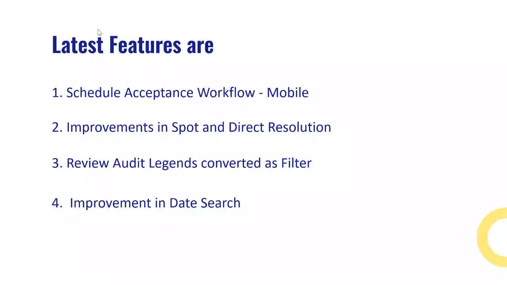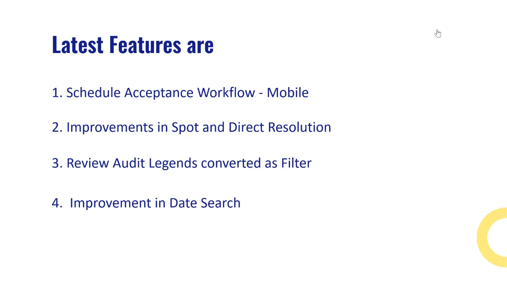We saw the review audit. We saw the improvements in spot and direct execution. We saw the schedule acceptance workflow. So what we have currently now is on the date range selection. Earlier we already had a date range available as a filter everywhere, but now we will be able to see the slight changes which we have brought in.